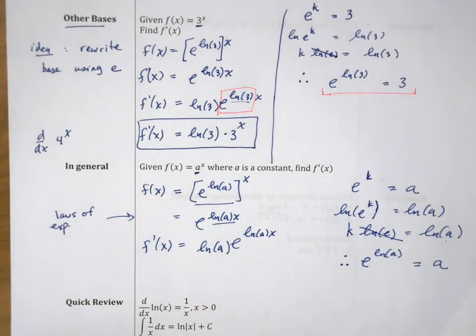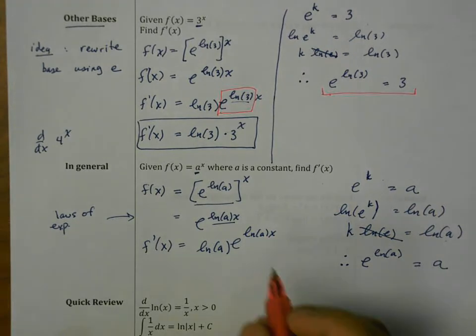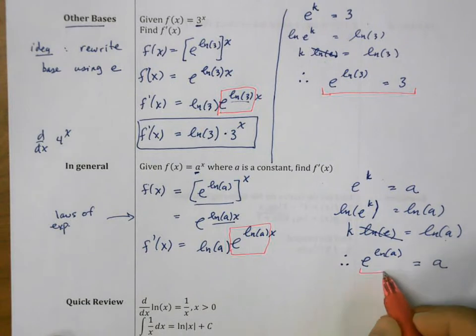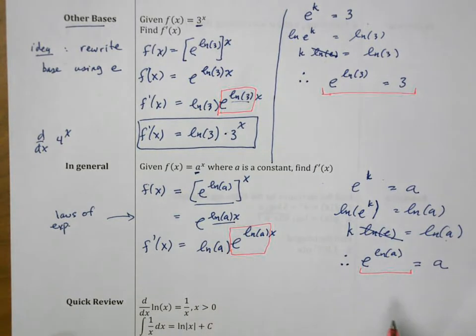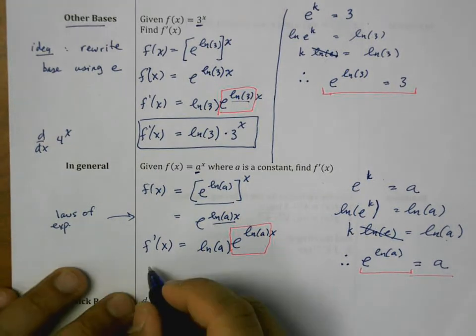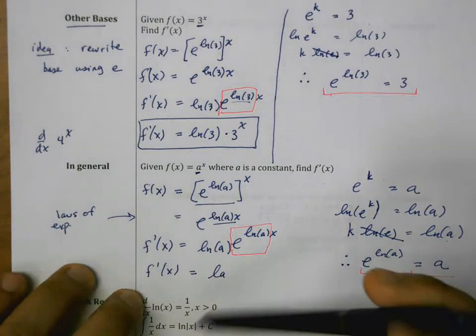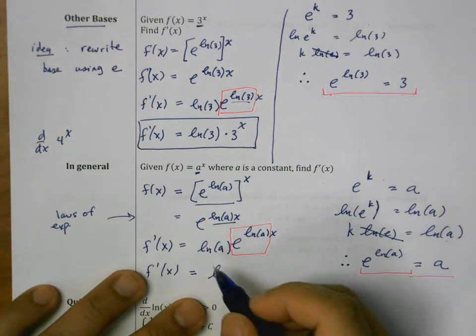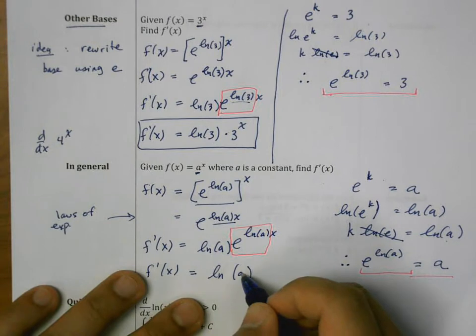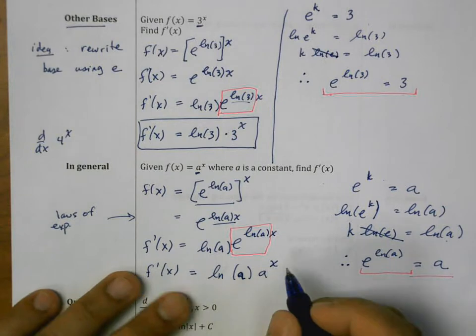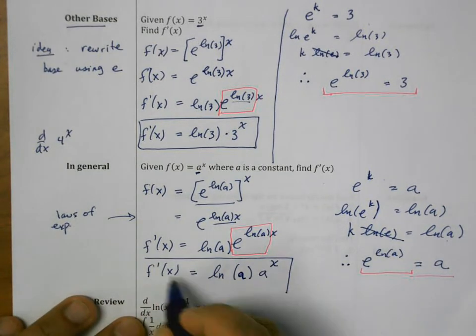And then you can anticipate probably what I'm going to say next. Well, wait a minute, isn't this something that we've seen before? It's right here. This is, in fact, just equal to a. So e to the natural log of a is equal to a. So we can rewrite our final answer now as f prime of x is equal to natural log, whoops, not LA, natural log of a, times a to the x. And there you have it.